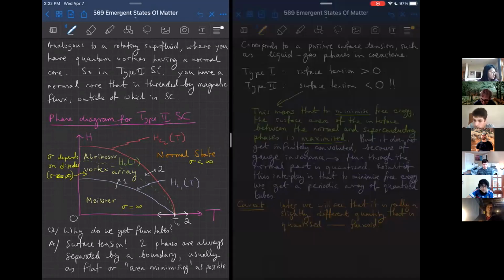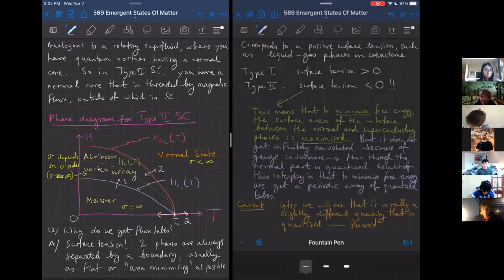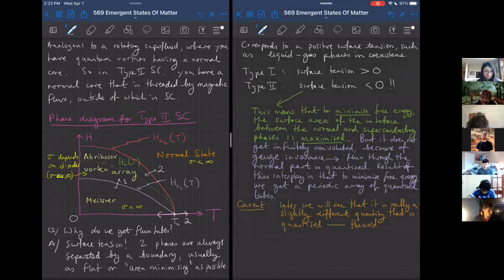So just to record it, the fluxoid quantum is called phi 0, and it's hc over 2e, which is about 2 times 10 to the minus 7 Gauss centimeter squared. Okay, so now let's talk about the magnetic response of superconductors.